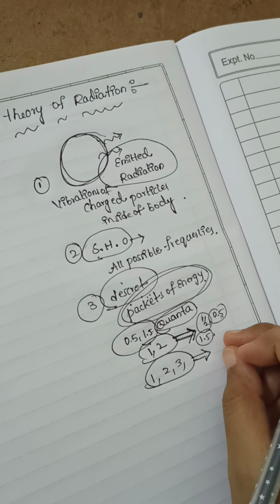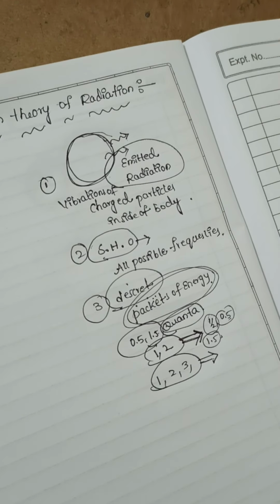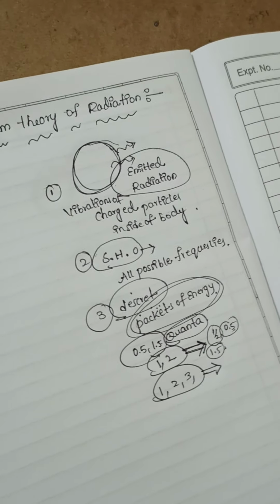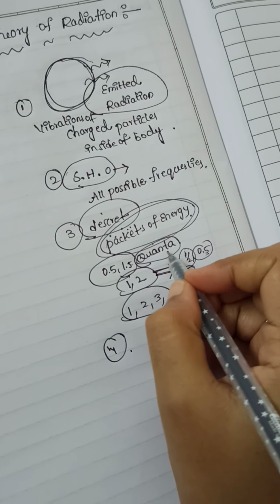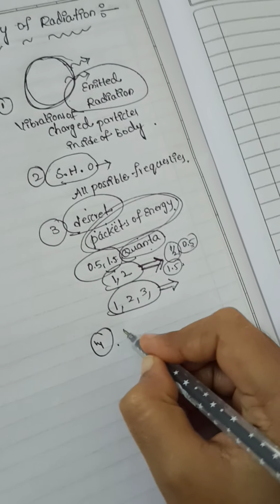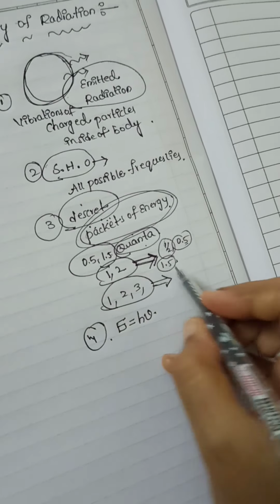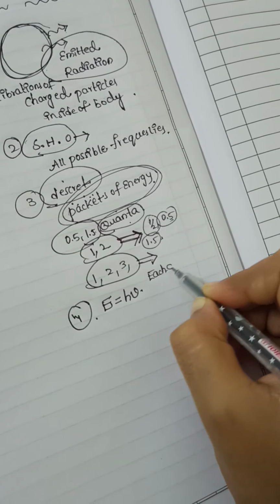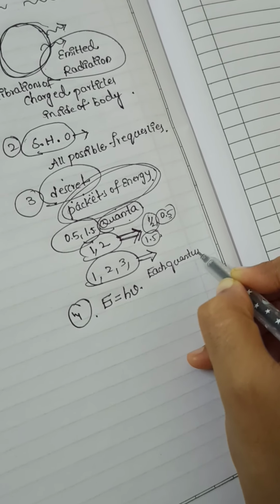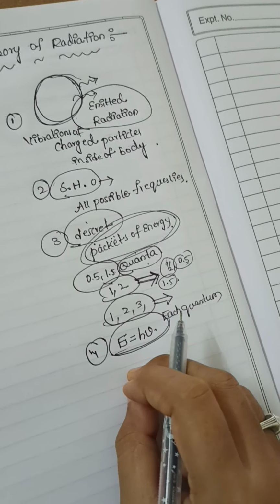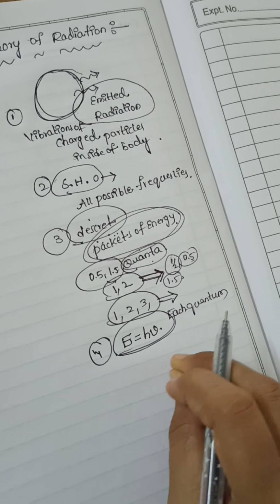Okay, so this is about the packets of energy. The packets of energy are called quanta. Next, the fourth one is the energy associated with each quantum of the particular radiation of frequency nu. The energy associated with each quantum is E equals h nu. Each quantum of energy is represented by E equals h nu.